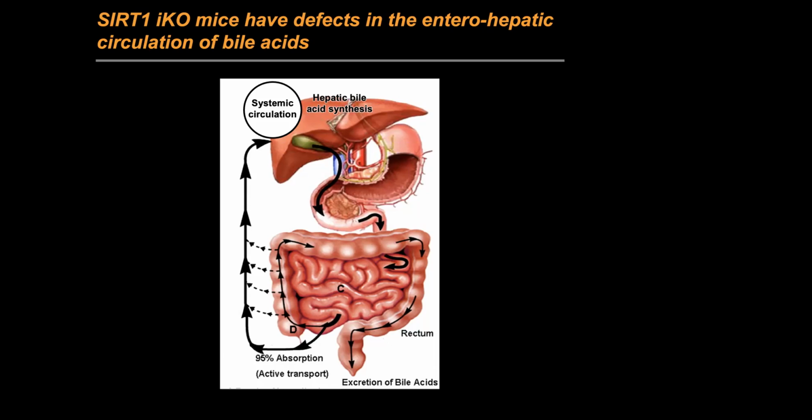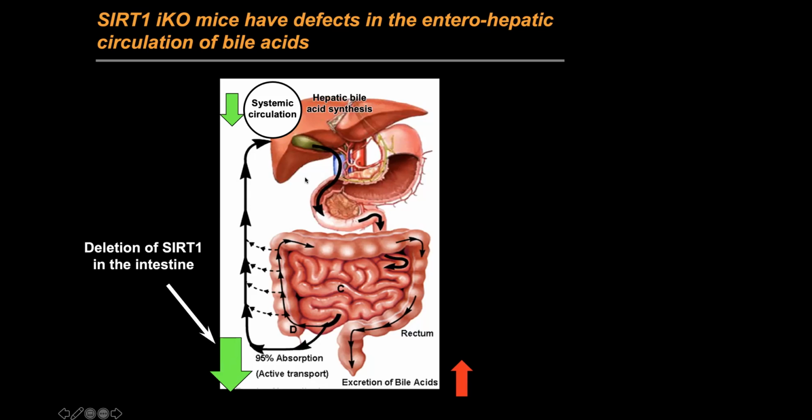So what we found is when we delete SIRT1 in the intestinal epithelium, this leads to reduced ileal absorption of bile acid. So then this leads to increased loss of bile acid from the feces and reduced circulation level of bile acid in the blood. Also, the liver now synthesizes more bile acid in order to compensate for this increased loss.